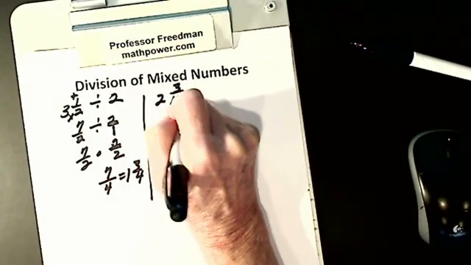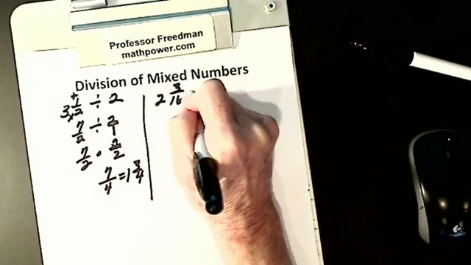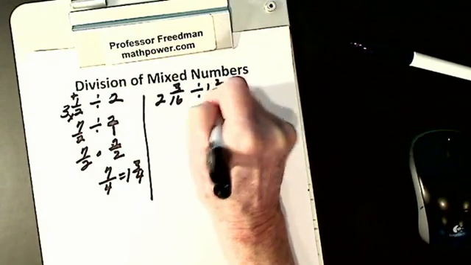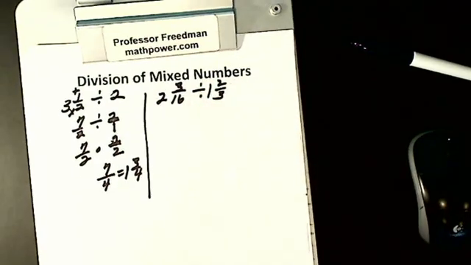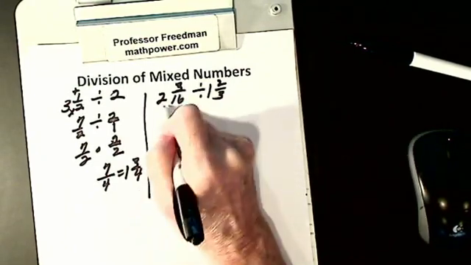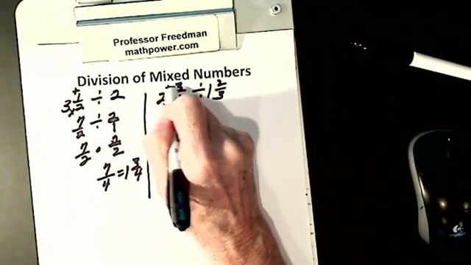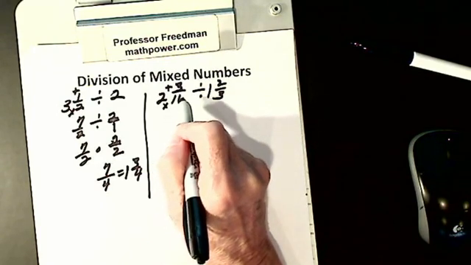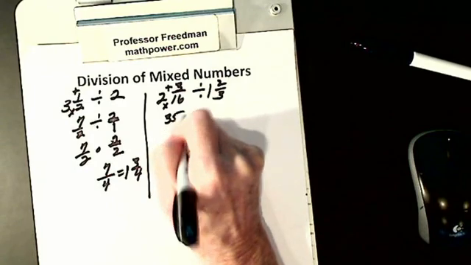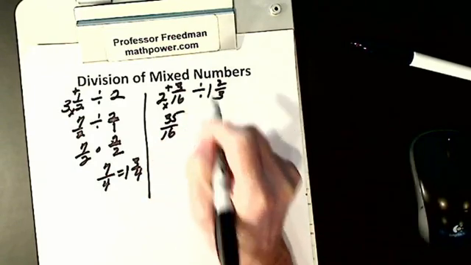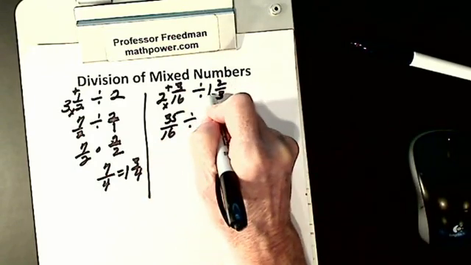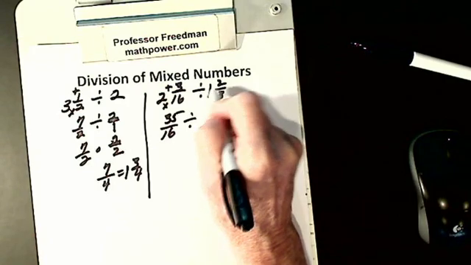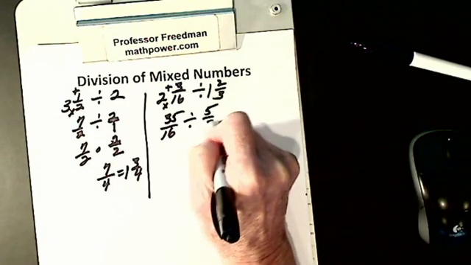2 3/16 divided by 1 2/3. I need all numerators, all denominators. So I multiply this and add this. 2 times 16 is 32 plus 3. I get 35 of these 16ths. Divided by 1 times 3 is 3 plus 2 is 5/3.